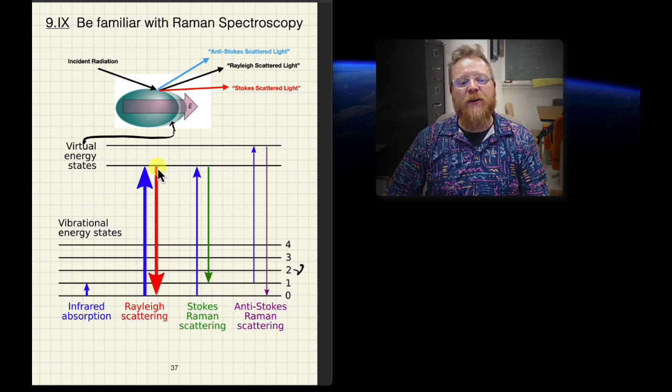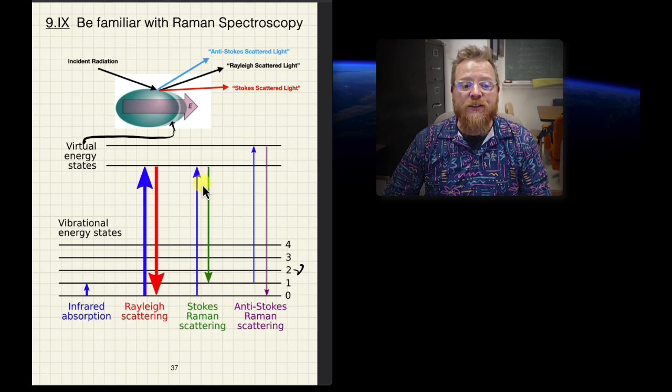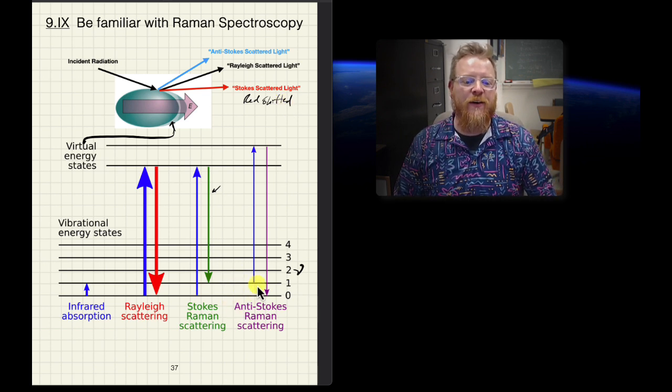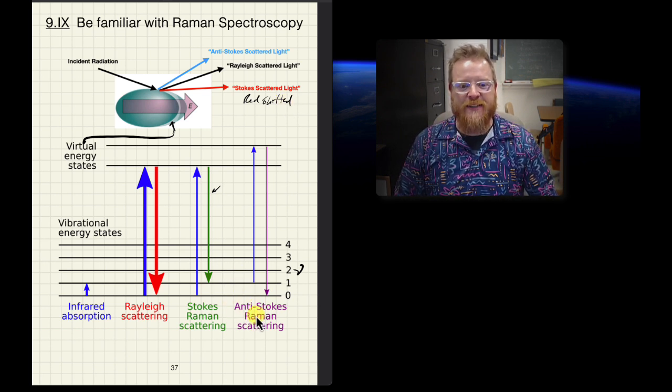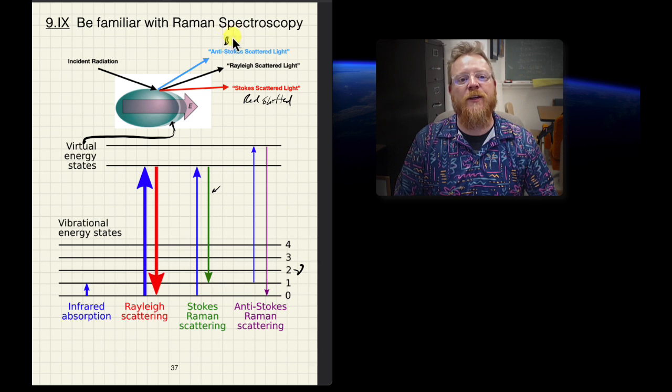Rayleigh scattering has no change in wavelength. In Stokes-Raman scattering, you can see here this is our scattered Stokes line that comes back to us, and it comes back with less energy. So the Stokes scattered light is red shifted. And then the anti-Stokes Raman scattered light corresponds to a higher energy, so it is blue shifted.